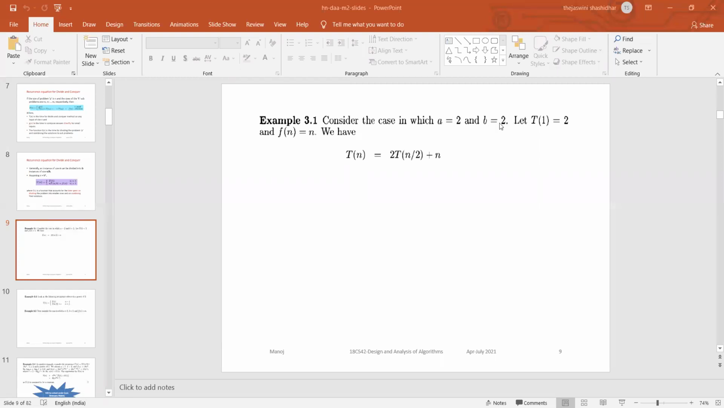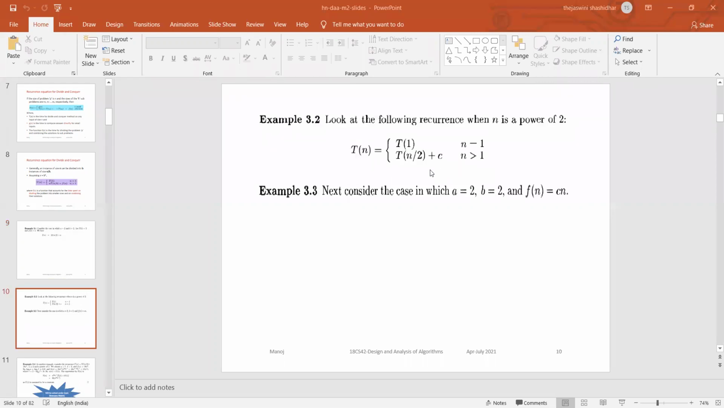A equals 2, B equals 2, T of 1 is equal to 2, and F of N is equal to N. What do you substitute? A T of N by B, what is A? 2. 2T of N by, what is the B value? 2. Plus, what is F of N? It is N. This is the substitution you are going to make in the formula.